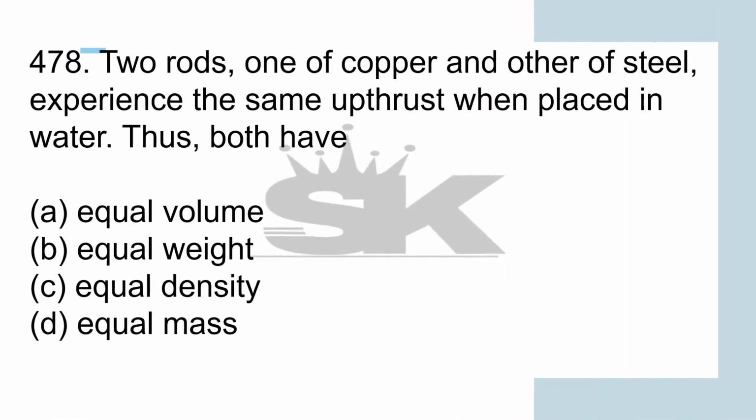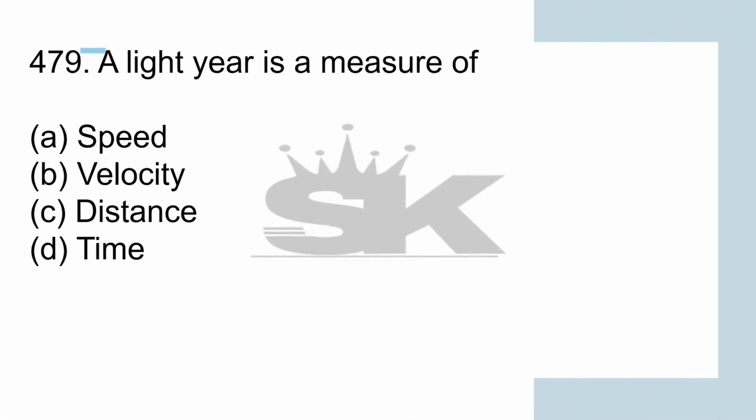Two rods, one of copper and the other of steel, experience the same upthrust when placed in water. Thus both have equal volumes, because the densities are different: copper's density is different, steel's density is different. So if the upthrust is the same for both the copper and steel, the only option here is equal volumes submerged in the water. Okay. A light year is a measure of distance.